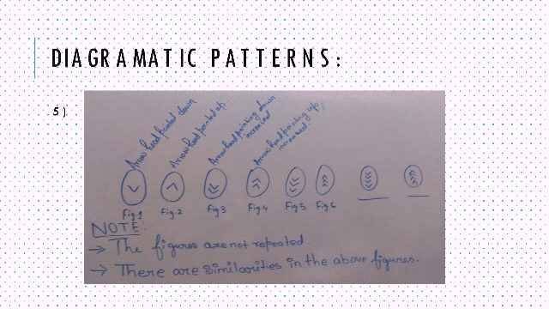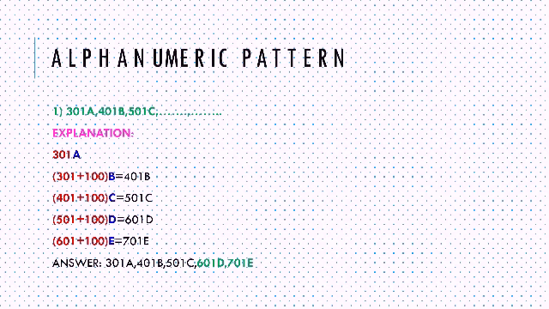They are very easy. Okay, now we will learn alphanumeric patterns. What do we mean by alphanumeric? Alpha means alphabet, numeric means numbers. So we will learn patterns which have both alphabets and numbers. That is known as alphanumeric patterns. Now look here. First example.